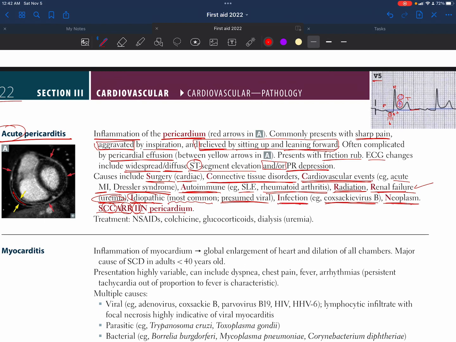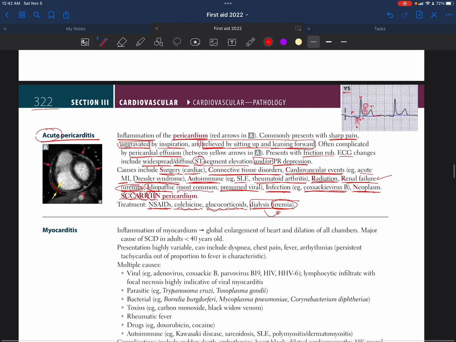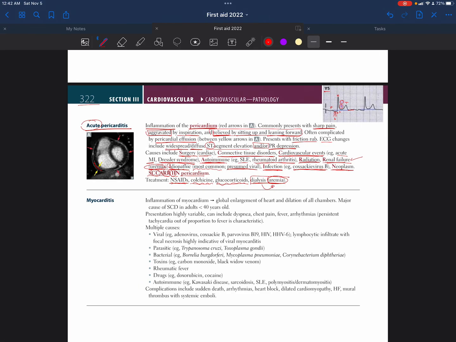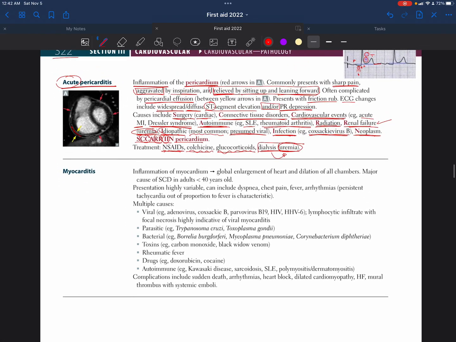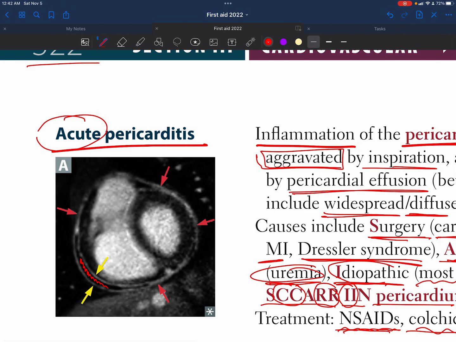So for the treatment of acute pericarditis, it's non-steroidal anti-inflammatory drugs, colchicine, and glucocorticoids, with dialysis in case we start to have uremia. So dialysis for the uremia, and glucocorticoids, colchicine, and non-steroidal anti-inflammatory drugs. So that's for acute pericarditis. Well, as the name implies, it's in the pericardium of the heart. So it's the outermost layer of the heart.